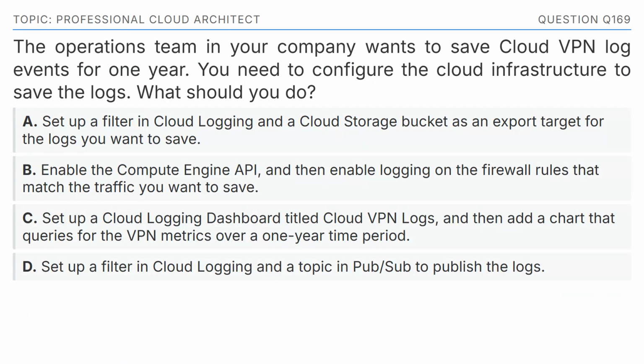The operations team in your company wants to save Cloud VPN log events for 1 year. You need to configure the cloud infrastructure to save the logs. What should you do? The options are Option A: Set up a filter in Cloud Logging and a Cloud Storage bucket as an export target for the logs you want to save. Option B: Enable the Compute Engine API, and then enable logging on the firewall rules that match the traffic you want to save. Option C: Set up a Cloud Logging dashboard titled Cloud VPN Logs, and then add a chart that queries for the VPN metrics over a 1-year time period. Option D: Set up a filter in Cloud Logging and a topic in Pub/Sub to publish the logs.